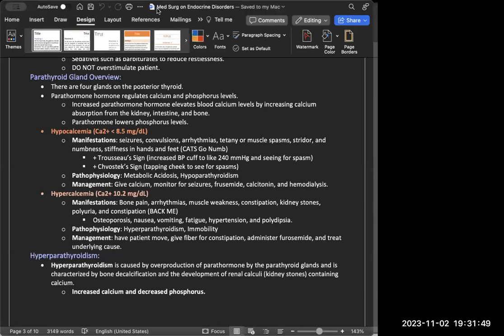It's an inverse relationship. And interestingly, the symptoms that you have in hypocalcemia are the exact same symptoms that you're going to have in hyperphosphatemia. And that's because those two work together. So the one that I like to remember, because hypocalcemia is very important, is the mnemonic CATS GO NUMB. So CATS GO NUMB is convulsions, arrhythmias, tetany, spasms, and seizures. So that means these patients better be on seizure precautions.